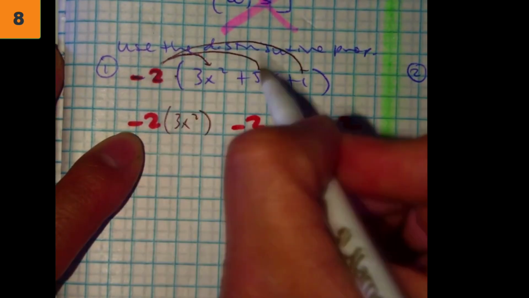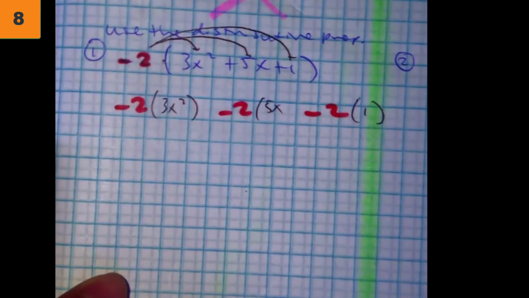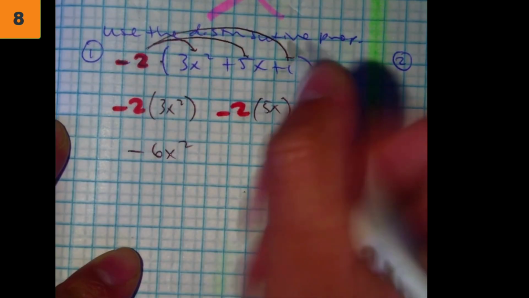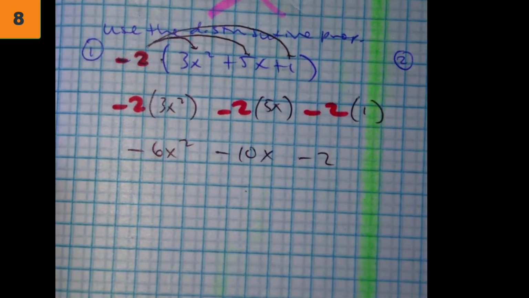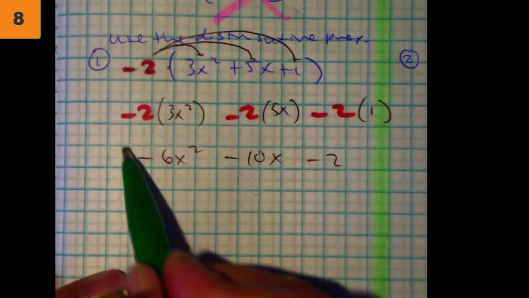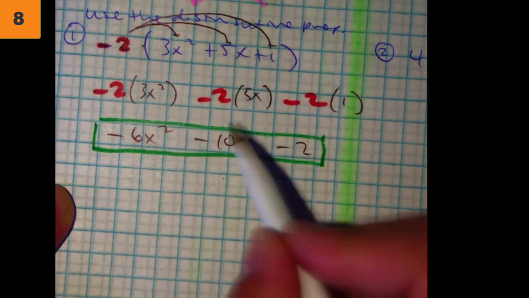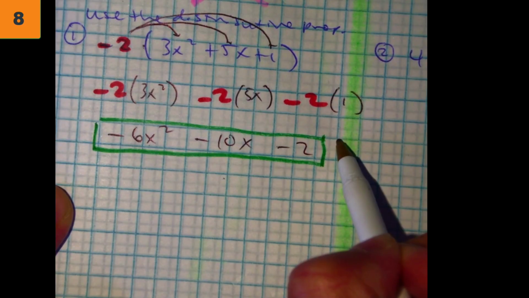It's -2 times the 3x squared. It's the -2 times the 5x. And it's the -2 times the 1. Class, go ahead and multiply. -2 times 5x. And that would be -2. This would be our answer. A couple of things to note about our answer. It's in descending order. Descending order is by the exponents. X to the second, x to the what? First, and then x to the 0 power.